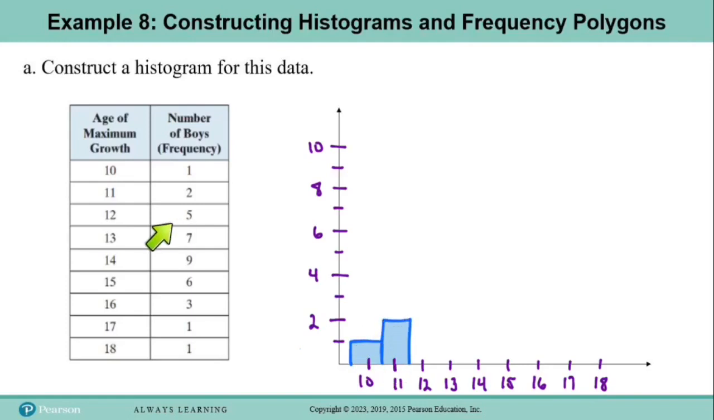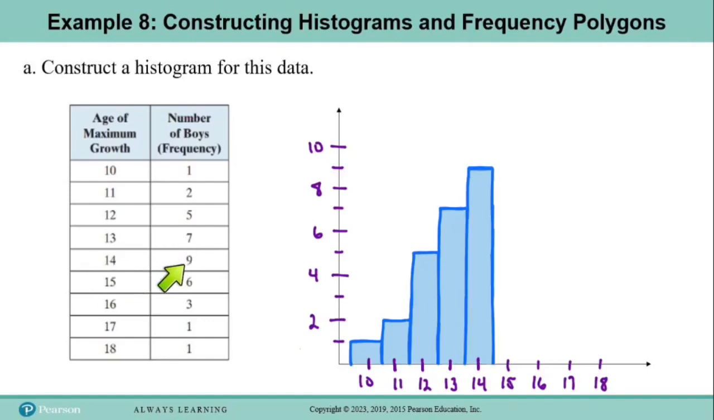And then let's go ahead and get the third bar. It's going to be 5 units tall, centered over the 12. So maybe up to here. And then the bar for 13 is 7 units tall. The bar for 14 is 9 units tall, and so on. 6, 3, 1, 1. And so these last two are the same height, and it's okay if they blend together a little bit. I have outlined mine in a different color so that you can still see, but it's okay if they're all the same color.